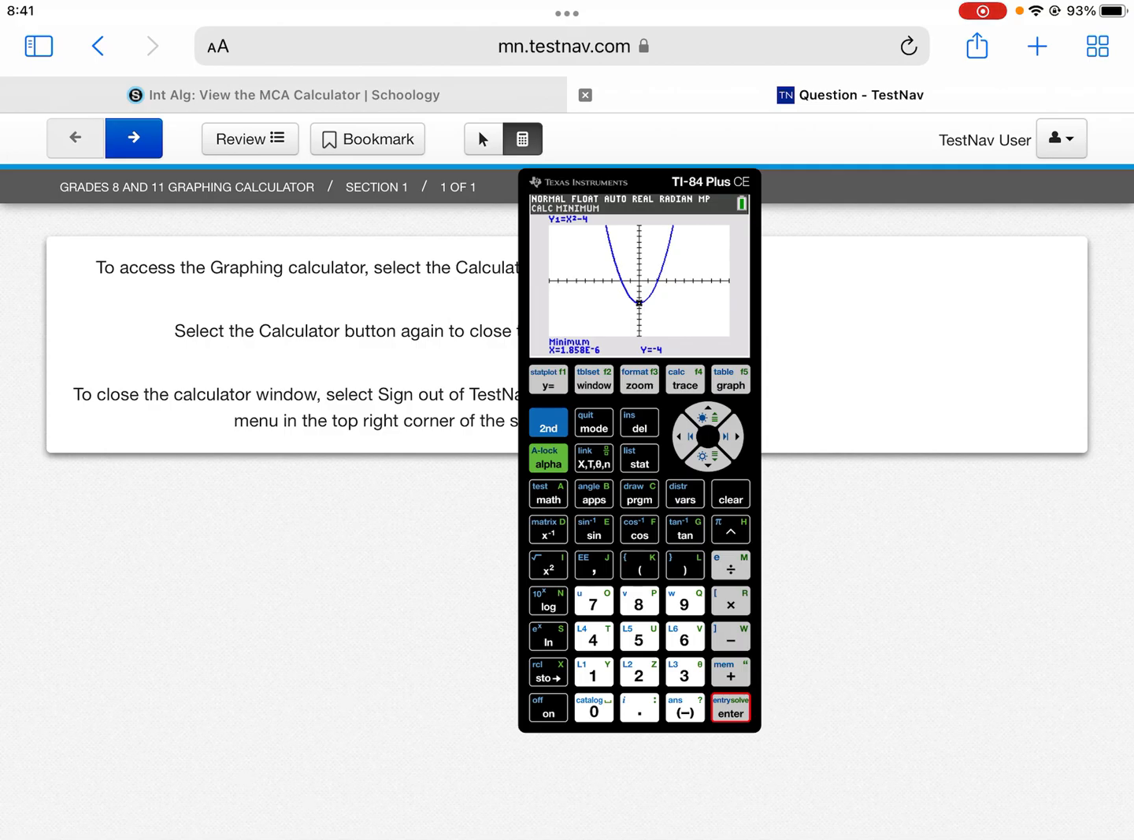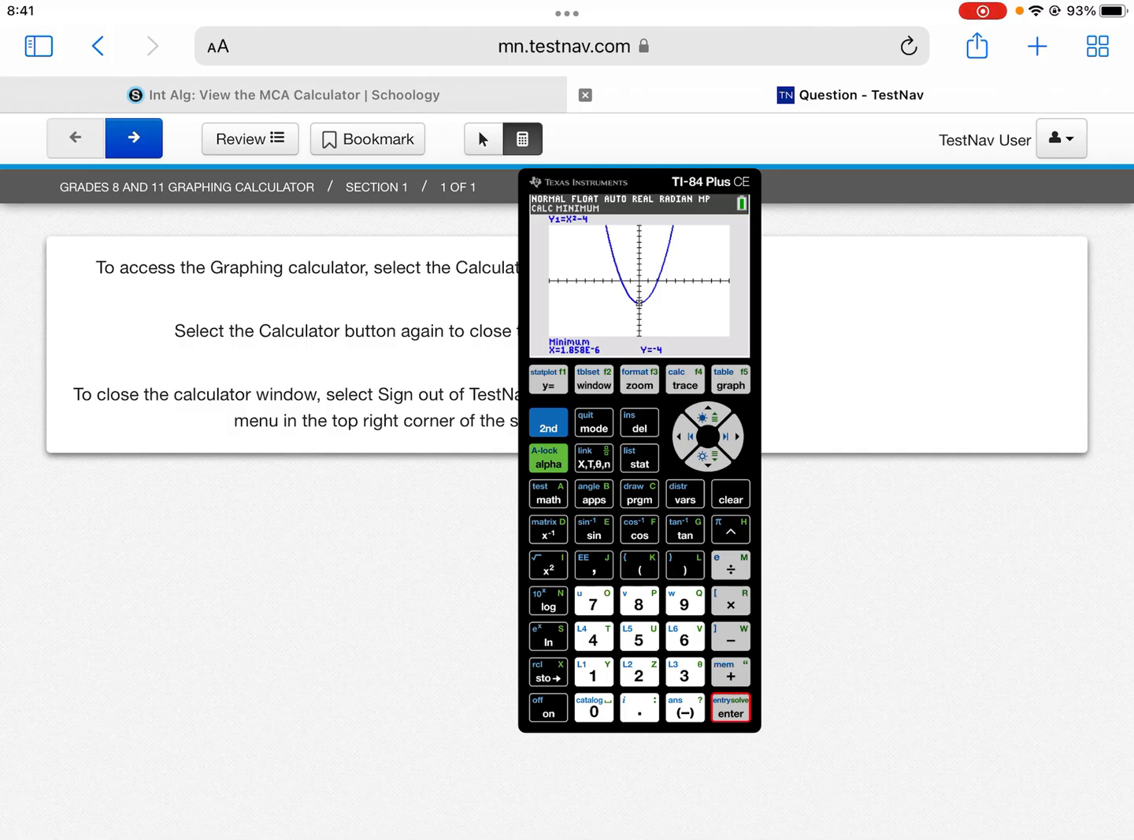The vertex is 0, -4. Now, as you see where it says minimum x equals 1.858 e to the -6, that E symbol stands for times 10 to the -6. So sometimes you'll see with graphing calculators, for whatever reason, it doesn't say 0. It'll say, like here, 1.858 times 10 to the -6, which really is 0.00001858, right?